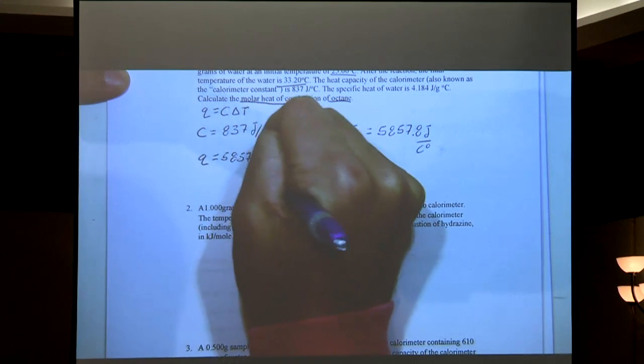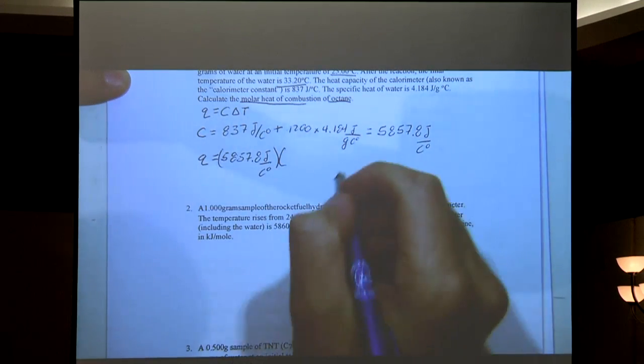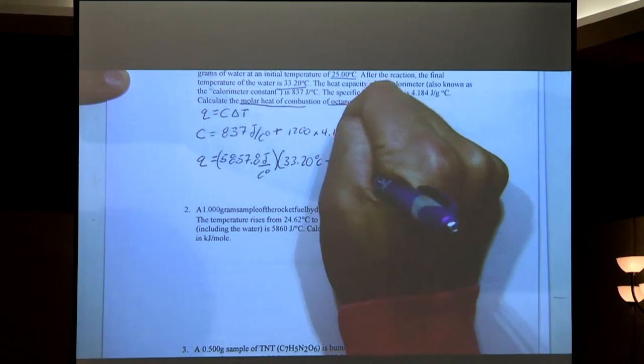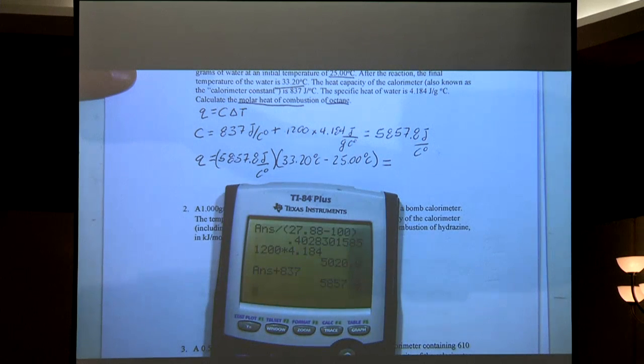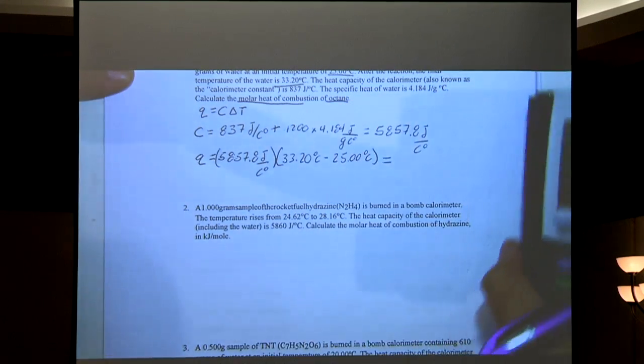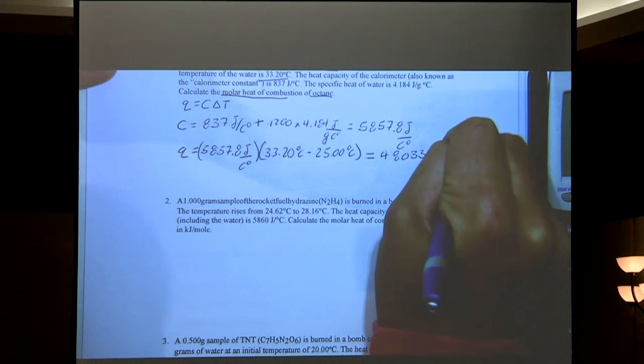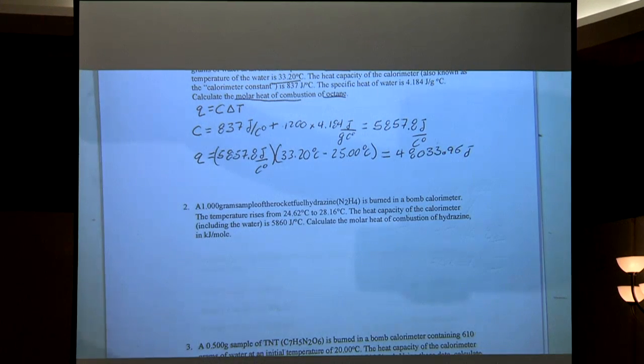5857.8 joules per degree Celsius times my delta T, which is my TF, 33.20 degrees Celsius minus 25.00 degrees Celsius, which equals, on the calculator, we're going to get 48033.96 joules. Okay? So this is my Q for that reaction.